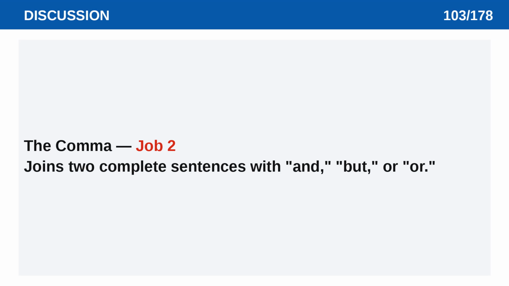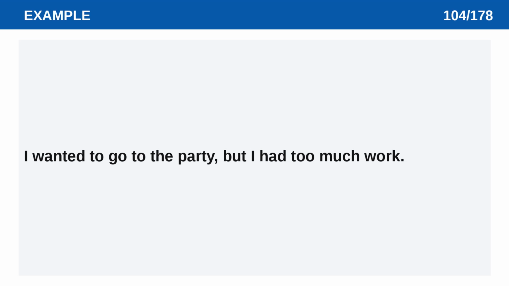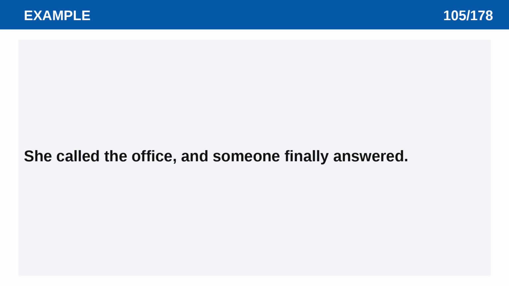Comma job number 2. We use a comma to join 2 complete sentences together, when we connect them with and, but, or or. I wanted to go to the party, but I had too much work. Notice the comma comes right before but, connecting 2 complete sentences. She called the office, and someone finally answered. Again, a comma before and, joining 2 complete ideas.